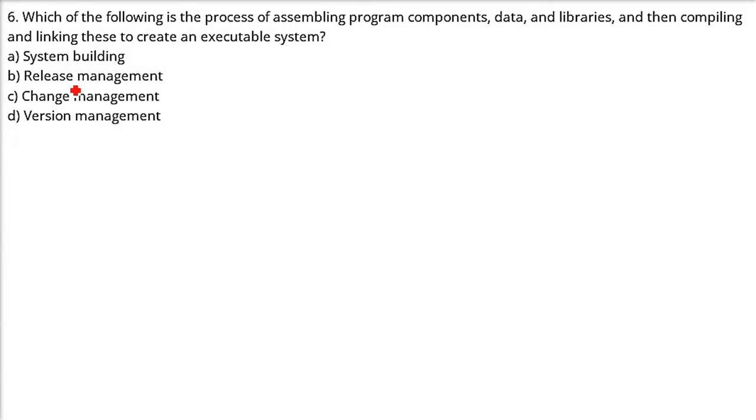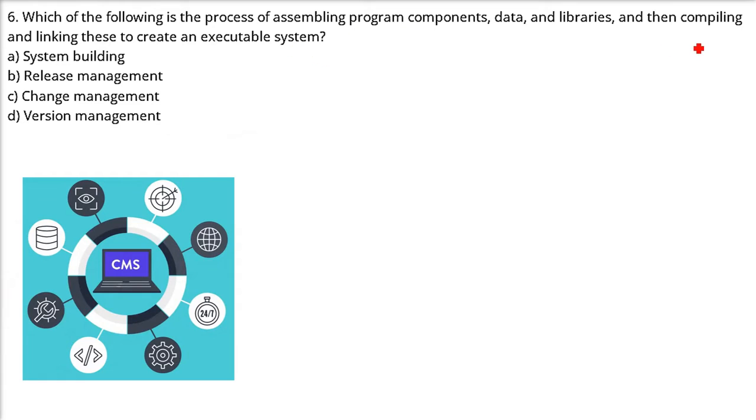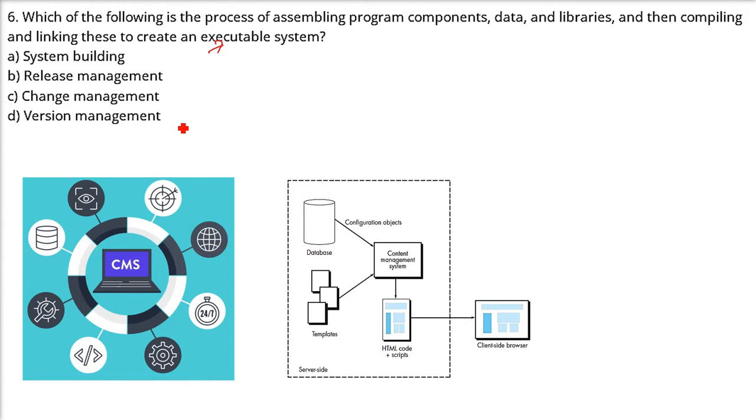Which of the following is the process of assembling program components, data and libraries, and then compiling and linking these to create an executable system? So what will be there? First of all, we are talking about preparing an executable system. And where is it coming from? The answer is system building.